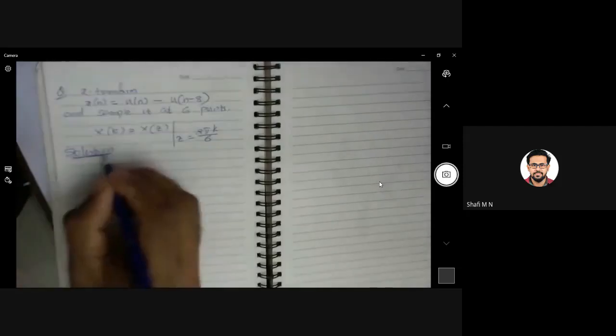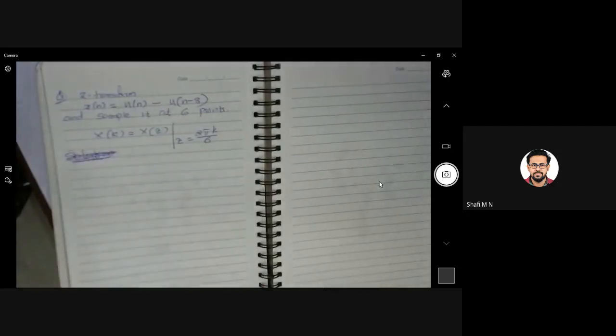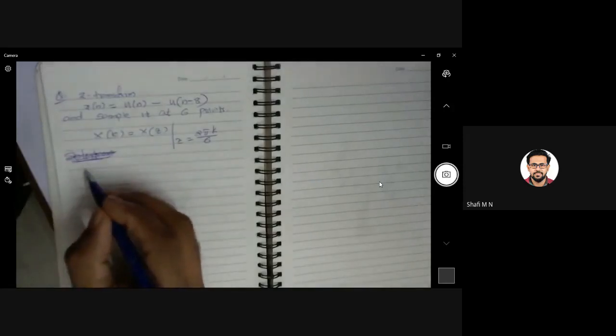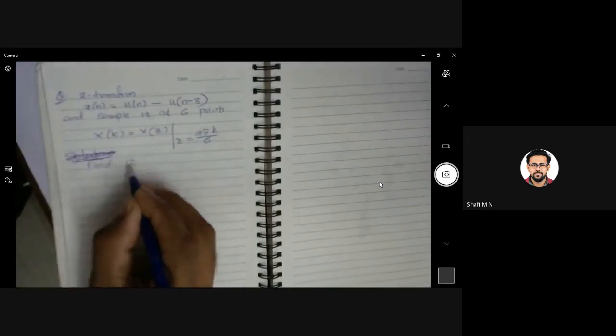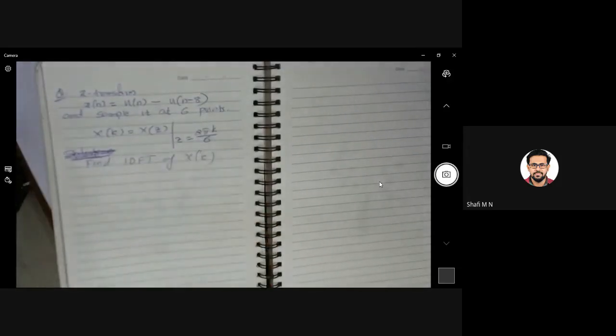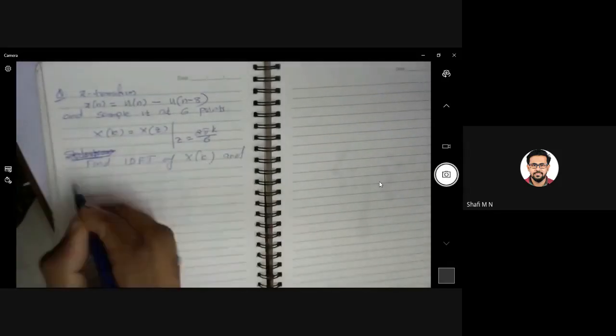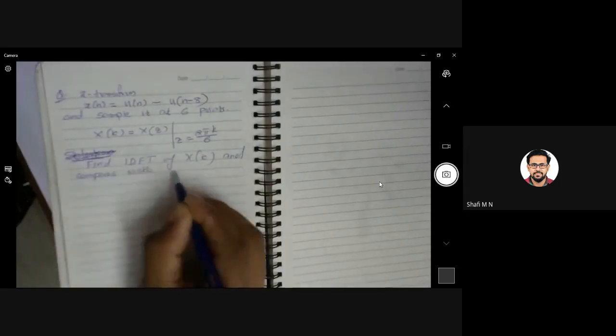Question complete. One more line is there. You have to find the inverse DFT of x of k. You have to find the IDFT of x of k and compare with x of n. X of n is there, right?